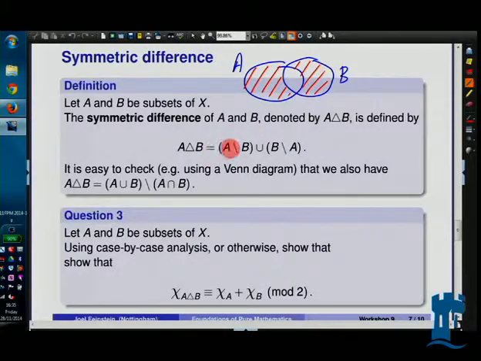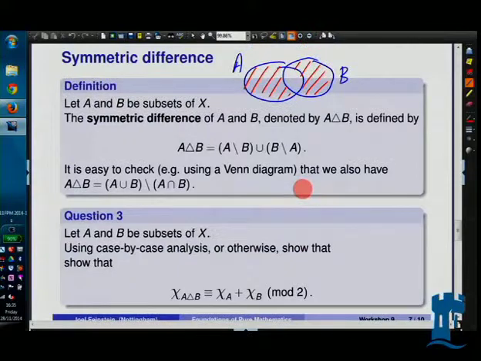So the first definition is A take away B union B take away A. That's the A take away B bit, and the other side is the B take away A bit. Using a Venn diagram, you could also see that it's the same thing as A union B take away A intersection B, because you get everything in A union B except you have to throw out the intersection. So I don't mind which of these you think of it as. Those are both the symmetric difference.